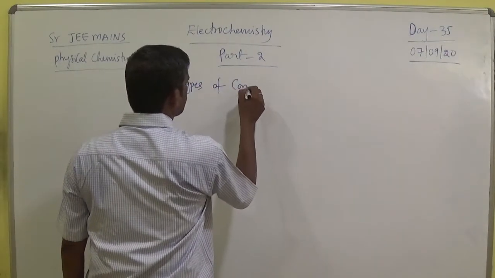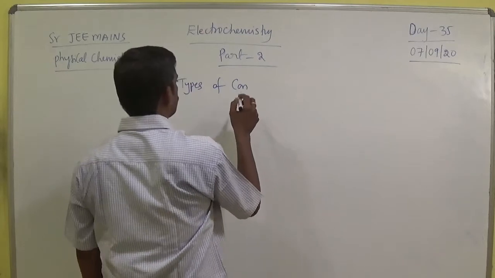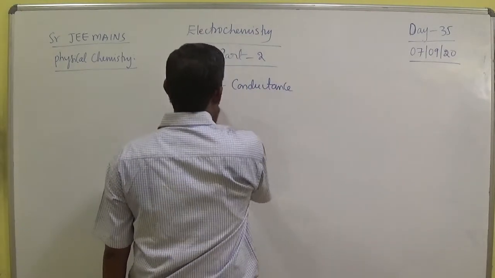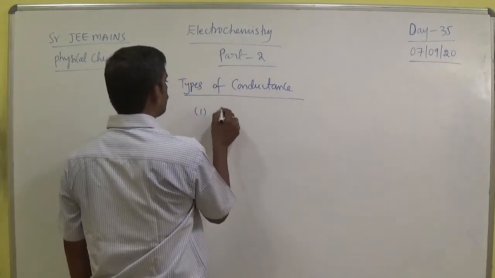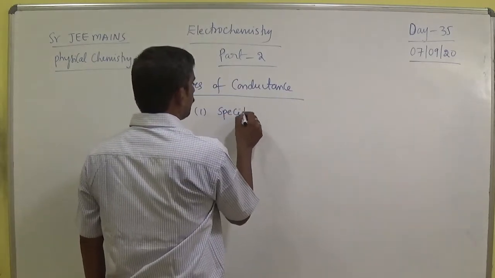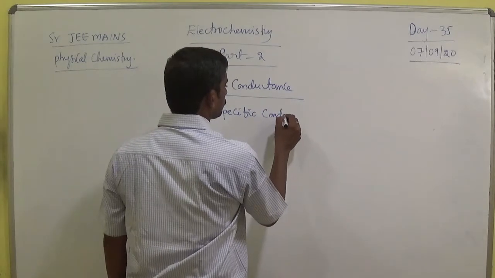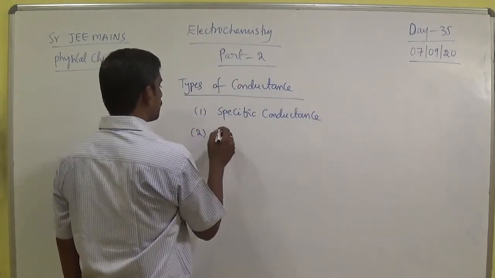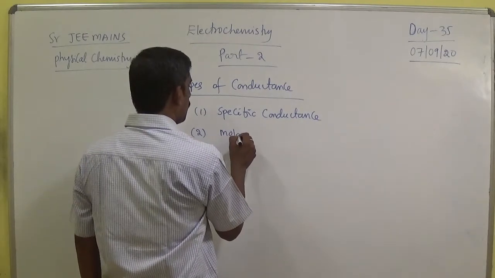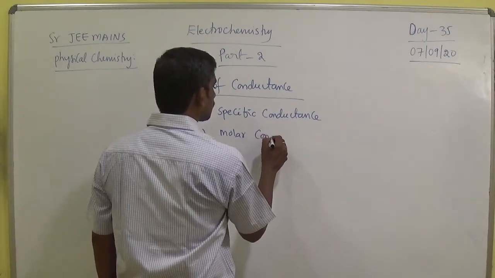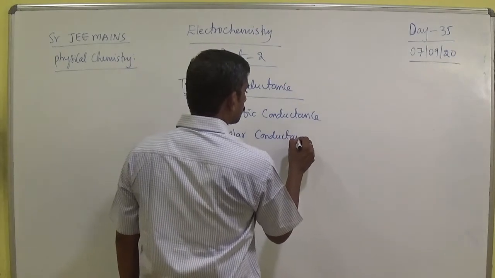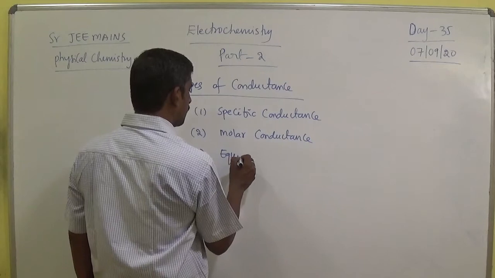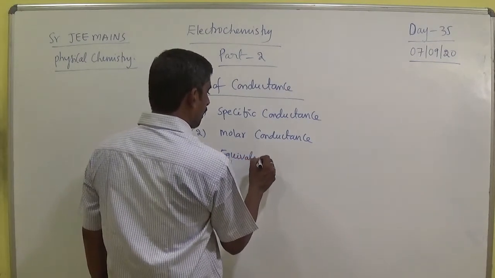Types of conductance. First one is specific conductance. Second one is molar conductance. Third one is equivalent conductance.